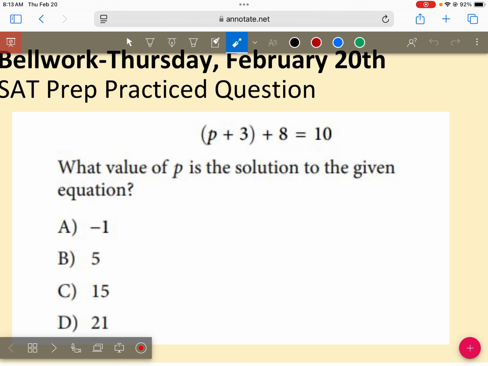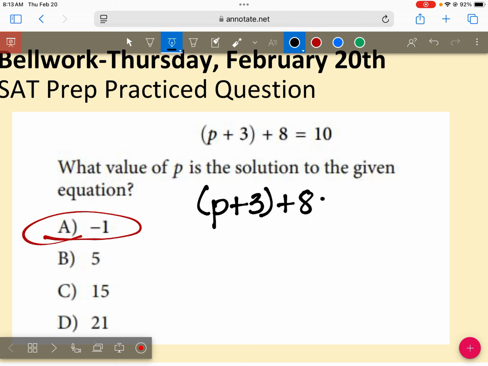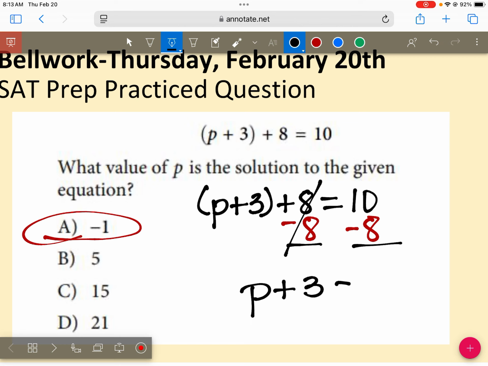All right, raise your hand if you would pick A. B, C, D. For those who answered, you are correct. The answer is A. Now let's work through it. First thing we would do is subtract the 8. So P plus 3 equals 2. Then we would subtract 3. 2 minus 3 is -1.